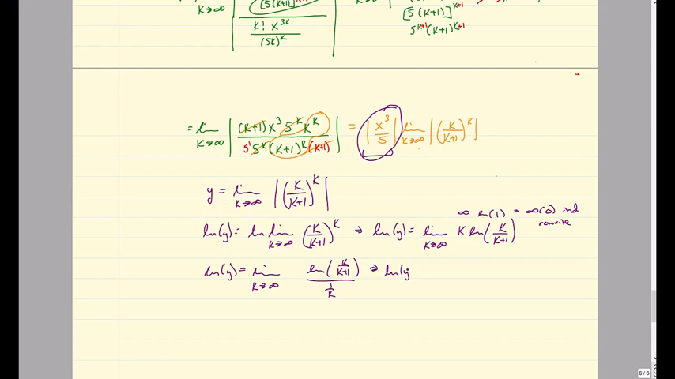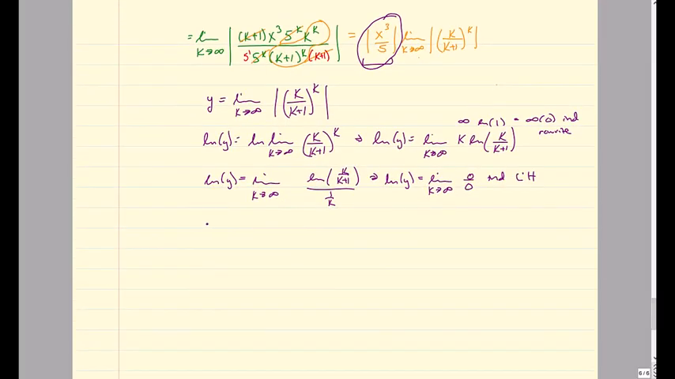So I'm left with the natural log of y equals the limit as k approaches infinity. Now I'm going to end up with natural log of 1, which is 0. So I get 0 over 0, which is indeterminate, L'Hopital's. So now I can actually work this problem.